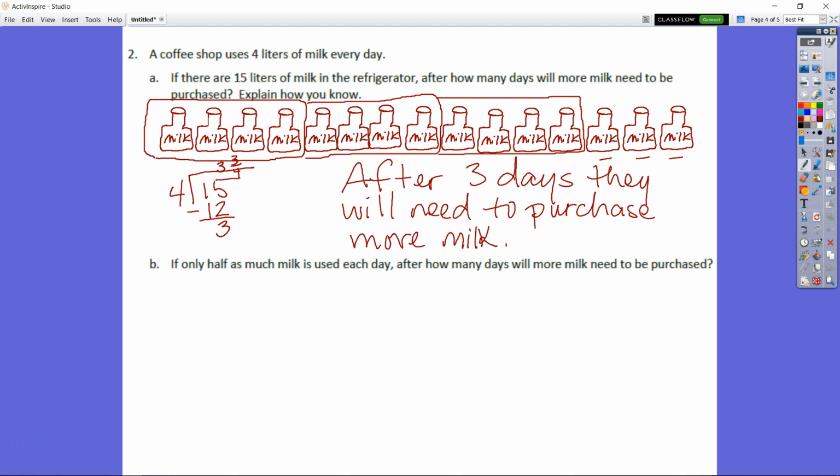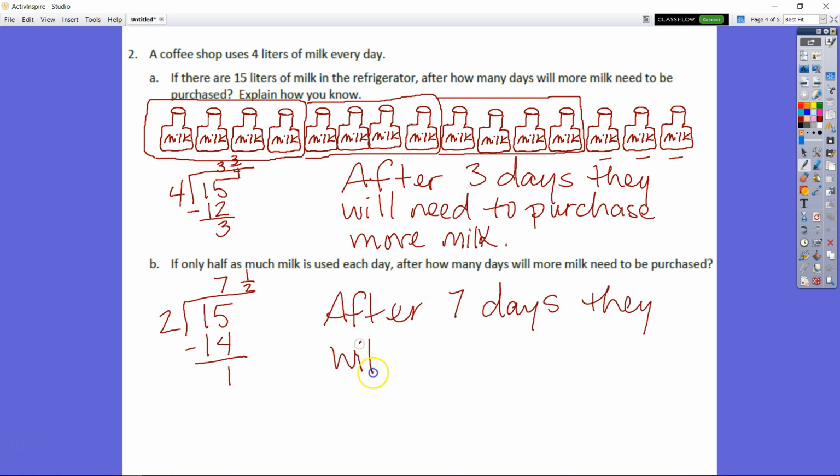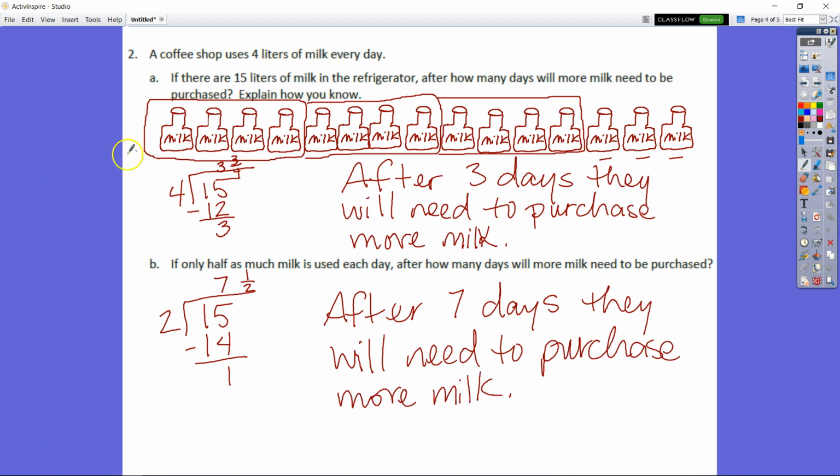So now, instead of using 4 liters per day, we're using half of that, which would be 2 liters per day. 15 divided by 2 is going to be 7. 7 times 2 is 14. Do the subtraction, we would have 1 remaining, and that's going to be 1 out of 2. They'll need to purchase milk after 7 days. So after 7 days, they will need to purchase more milk because they're only going to have 1 out of 2 liters remaining that they would need.